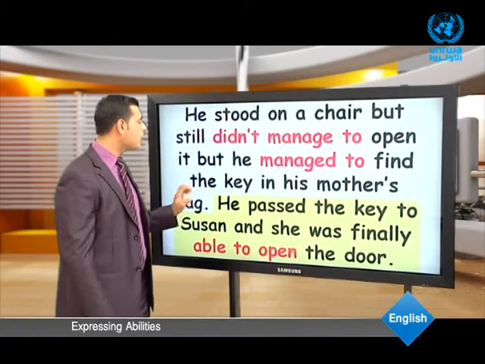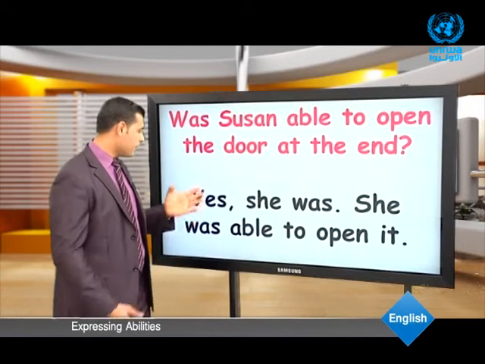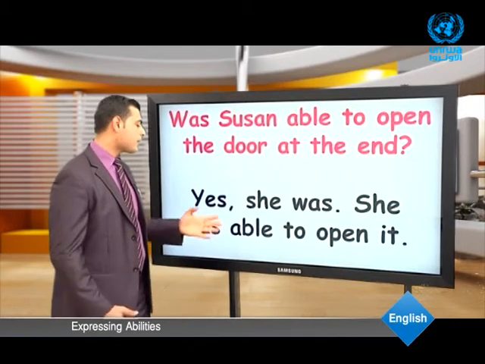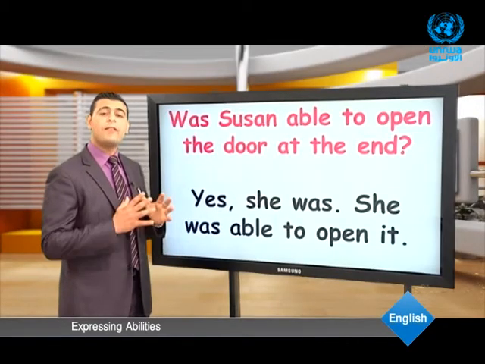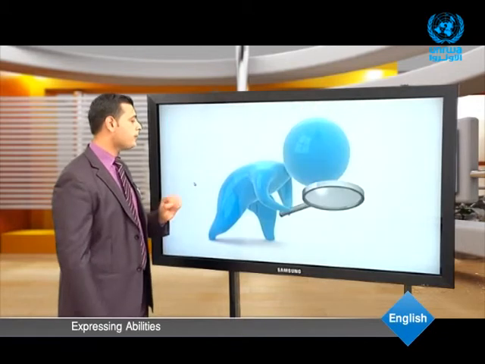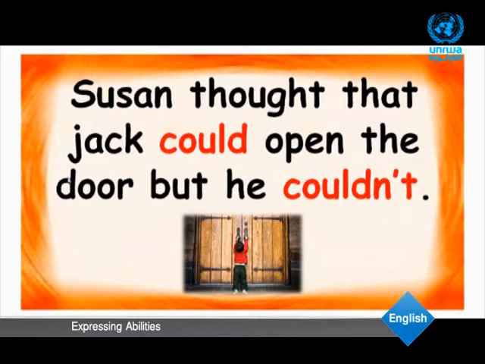Let's look at the answer here. The question, was Susan able to open the door at the end? And the answer is, yes, she was. She was able to open it. Now, dear students, let's have a closer look at some sentences. The first sentence, Susan thought that Jack could open the door, but he couldn't.